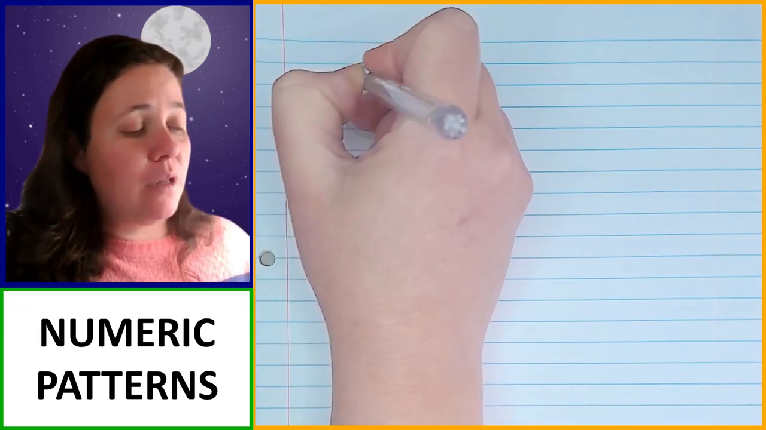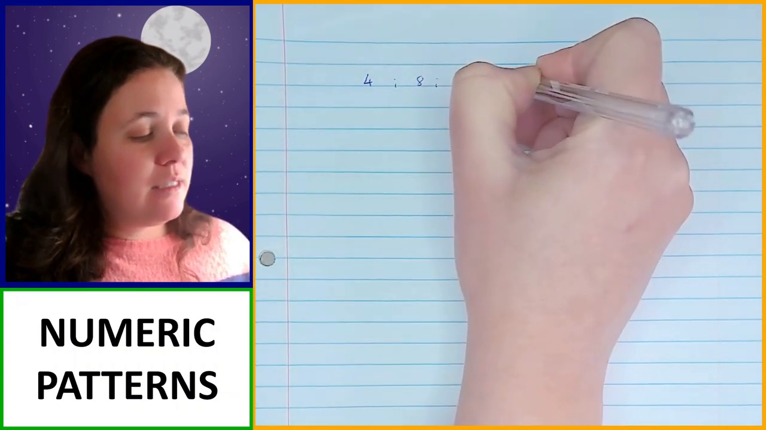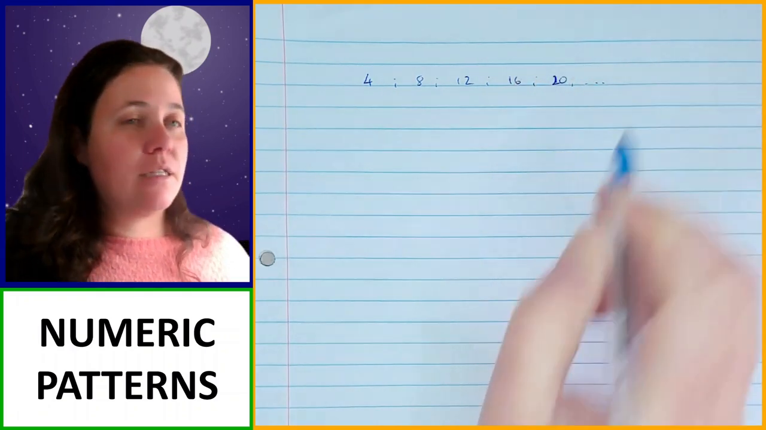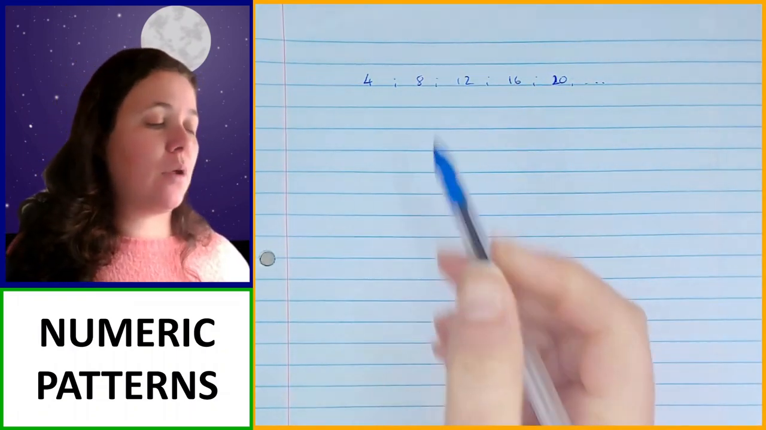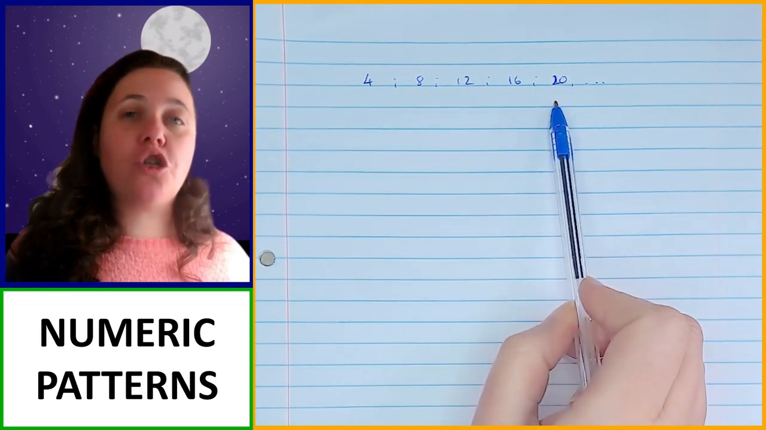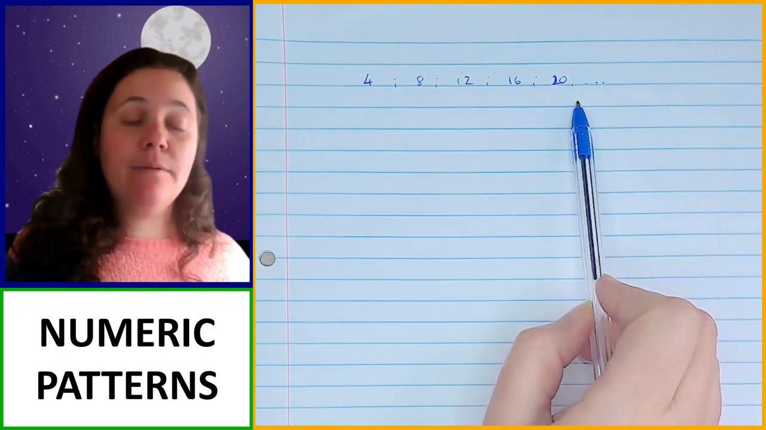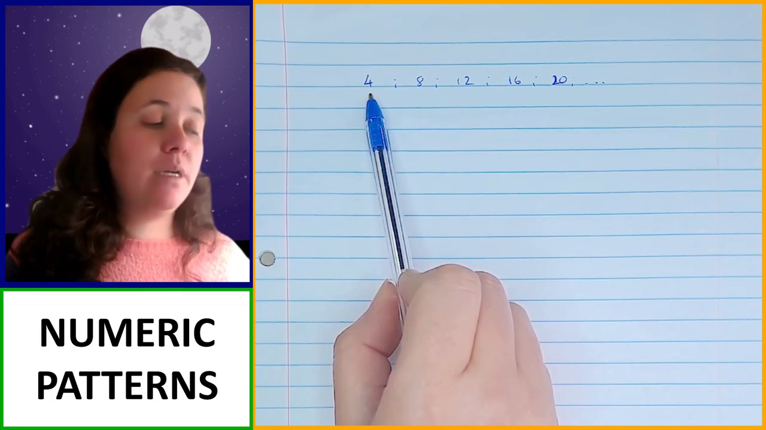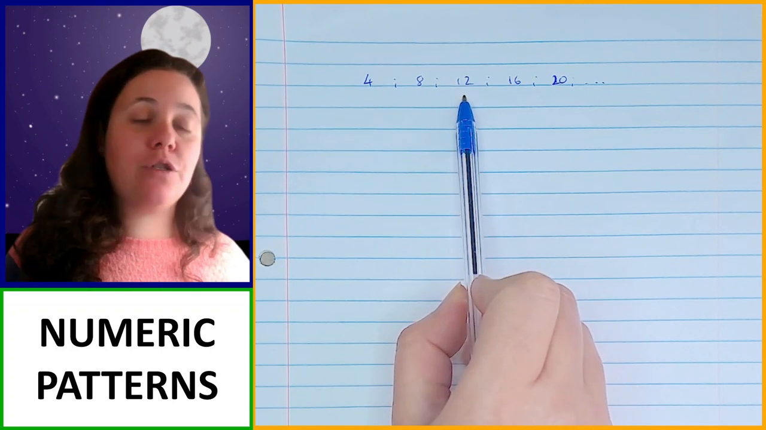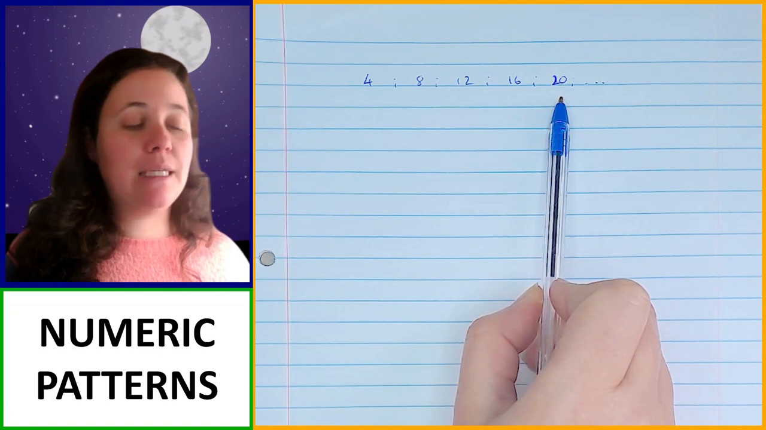Let's have a look at an example. So we've got over here 4, 8, 12, 16, and 20, and so on. So the pattern continues, okay? Now, in this pattern, these are all what we call terms, and they each have a term value, which is the number that you see there, okay? So the value of the first term is 4, the value of the second term is 8, the value of the third term is 12, the value of the fourth term is 16, and the value of the fifth term is 20.